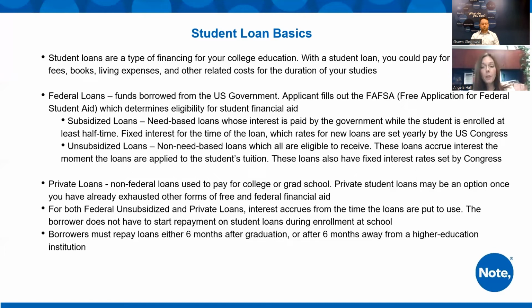So you just want to make sure that you're aware of what loans are coming to you. When you fill out a FAFSA form, some schools will automatically provide you with a private loan and a federal loan. So you just want to make sure you know what you're getting. I think that's about it.